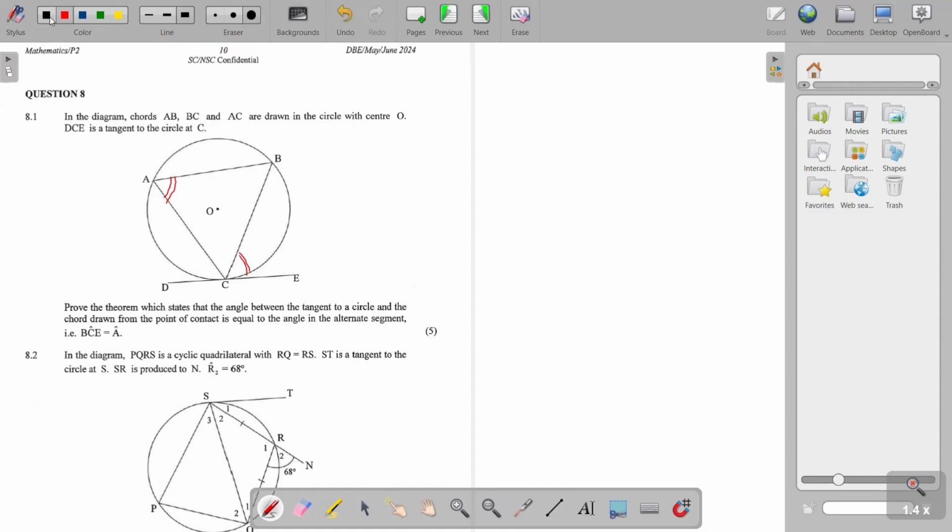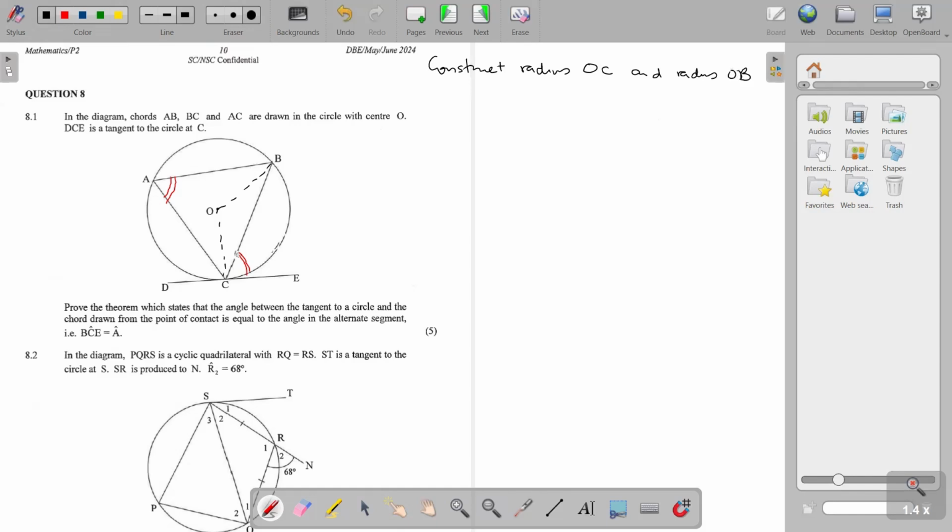Number one, always when doing proofs, the first step that you have to know is to construct. So in this case, we are going to construct radius OC and radius OB. Then you have to write it. So we say construct radii OC and OB.